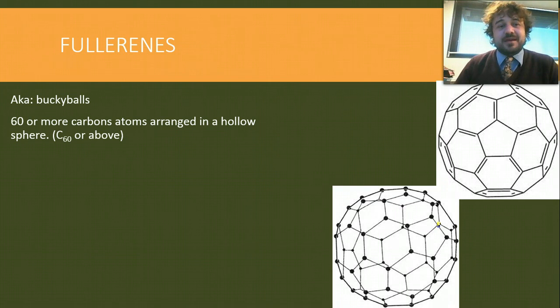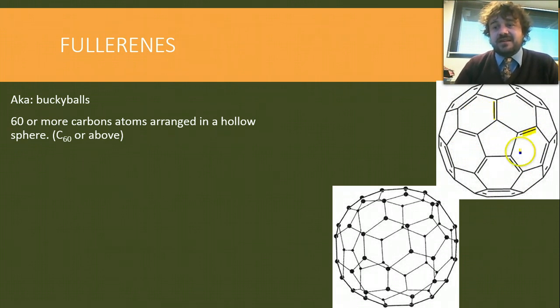So, also known as buckyballs, basically you have 60 or more carbons arranged in a hollow sphere, like this. It's 60 or above, so C70 is also quite common, C60, C70. Now, you'll see that you've got the hexagons joined together to pentagons. So you've got a pentagon in the center, or pentagonal bond, with hexagonal rings all the way around it. That's pretty straightforward.